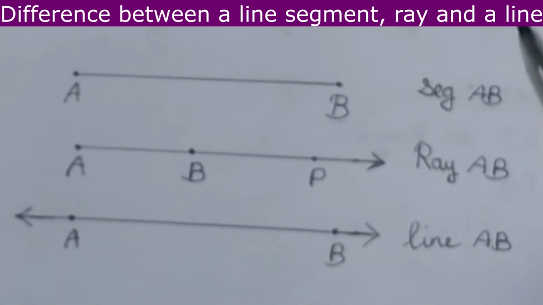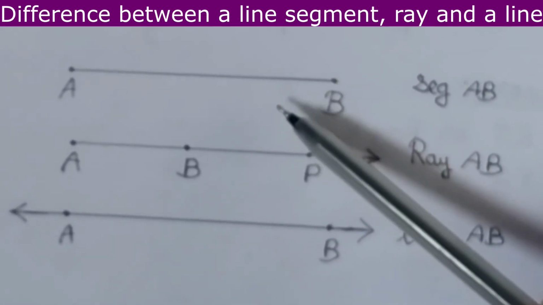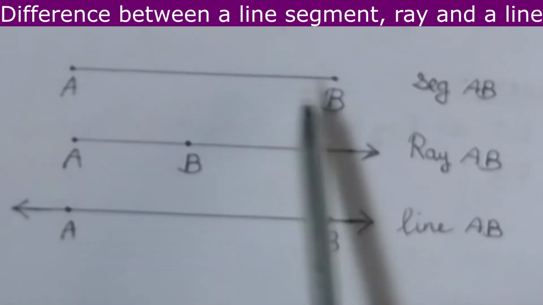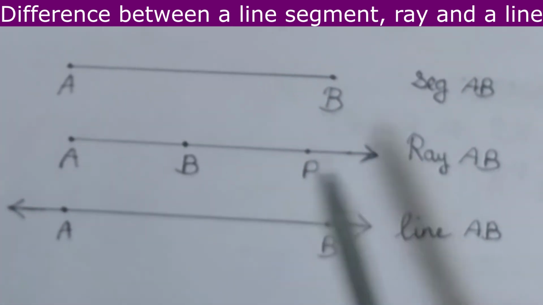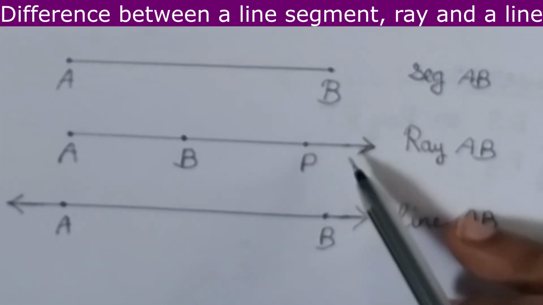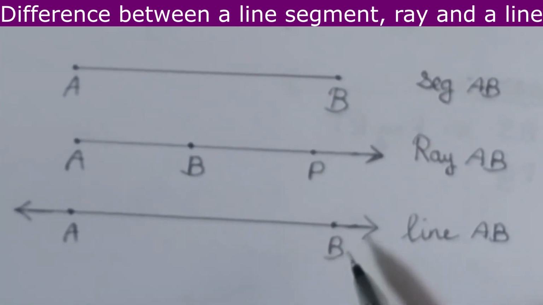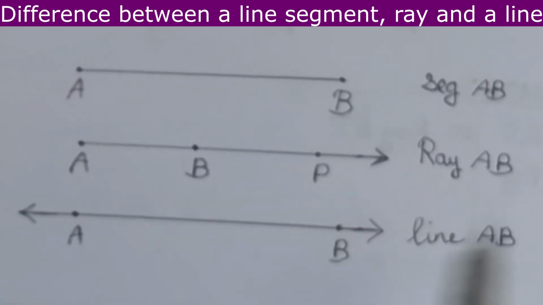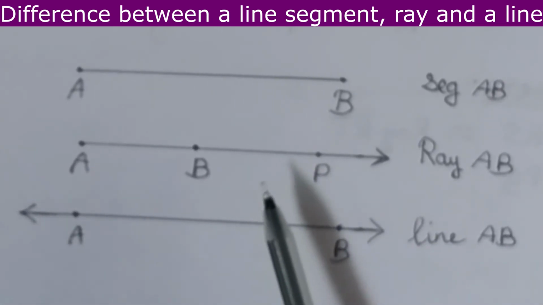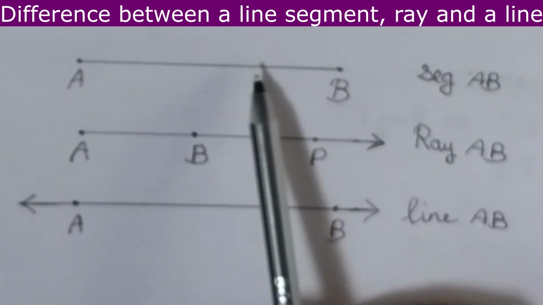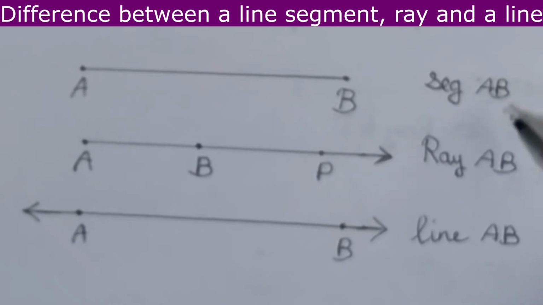Okay, so we can find the length of a segment. Because it has endpoints on both sides, we can measure and find the length of a segment, but we cannot find the length of a line and a ray. We cannot find the length of a ray and we cannot find the length of a line, because a ray is going on extending on one side and a line will go on extending on both sides. Okay, so we cannot find the length of a ray and the length of a line. Only the length of a line segment we can find. So this is the difference between a line segment, ray and a line.